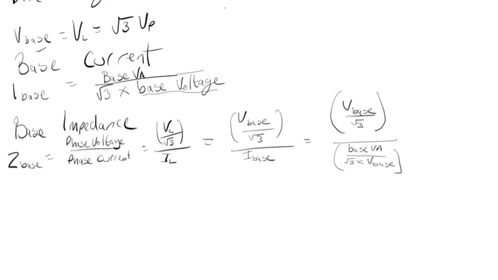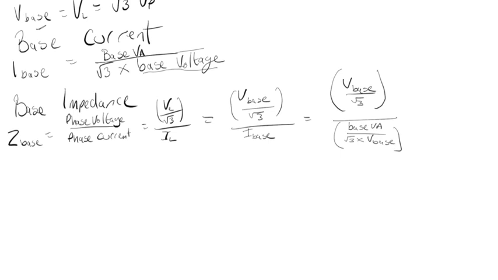Or simply, which is probably most commonly used, Z base equals V base squared over your base VA.